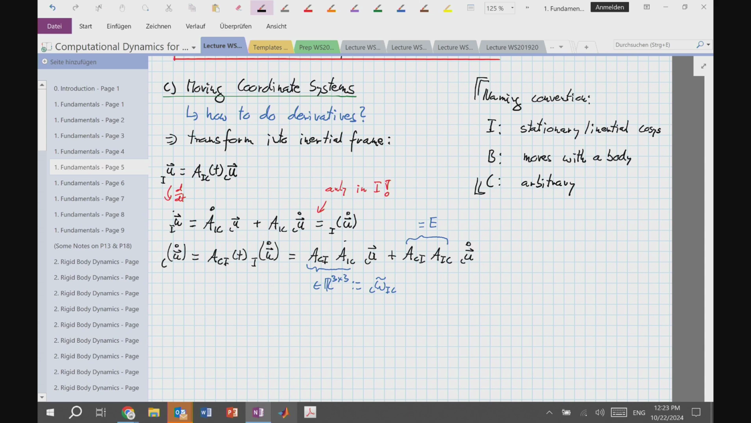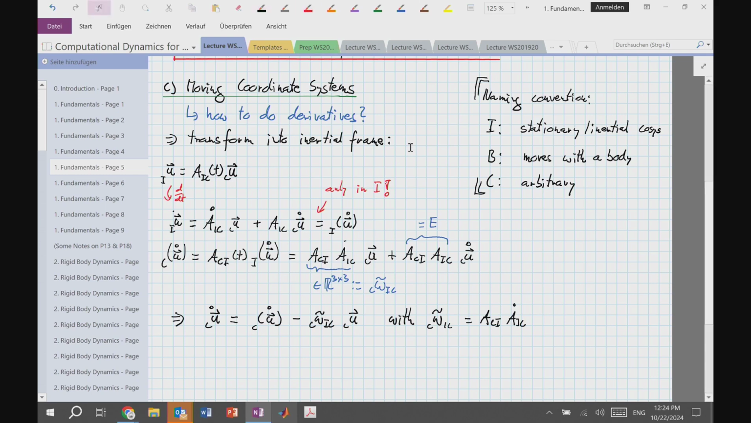And now I take this result and rearrange it slightly. This guy, I pull to the left. These are the changing numbers of u in the C coordinate system. And they are given by the fact that the vector u may have a physical derivative. It's changing, and that change is expressed in C coordinates, minus this additional term, omega tilde IC in C coordinates, times the original vector u, with this 3x3 matrix omega tilde being defined as ACI times AIC dot.